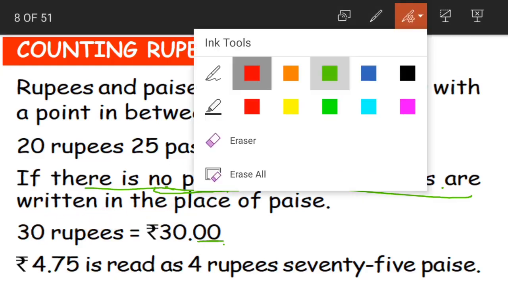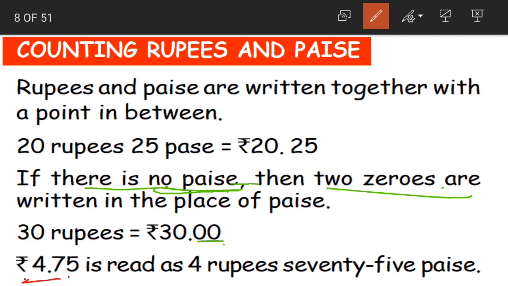Now how do we read the currency here? See, in the last line it is given 4.75. It is read as 4 rupees and 75 paise. After the point, the numbers to the right side are read as paise, and the numbers on the left are read as rupees.